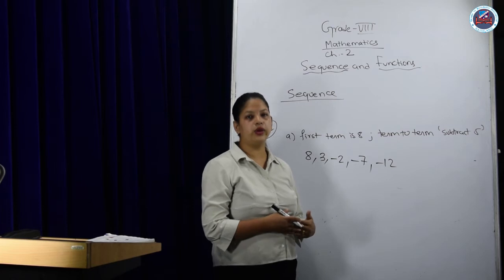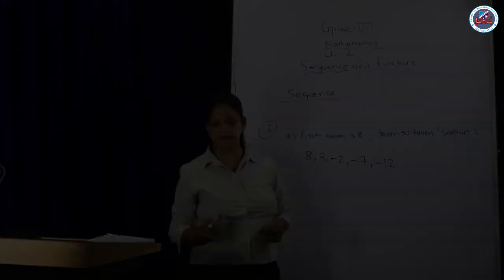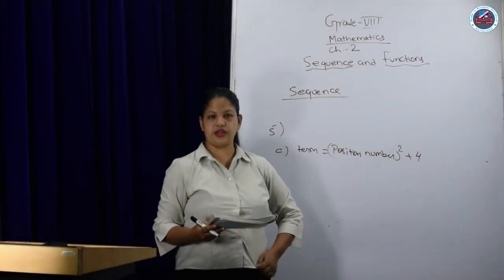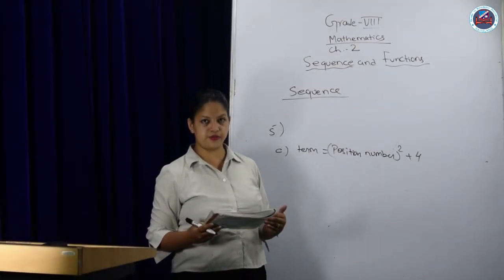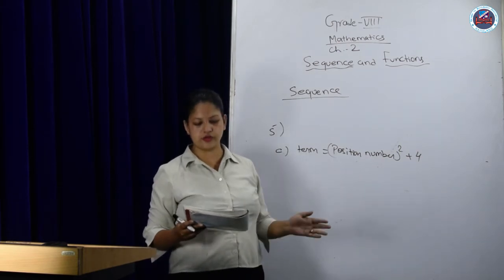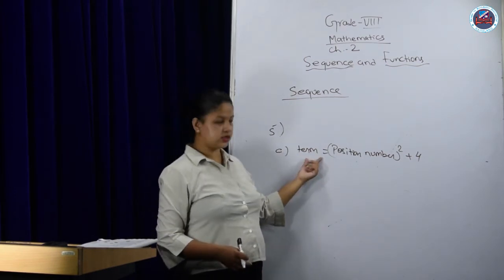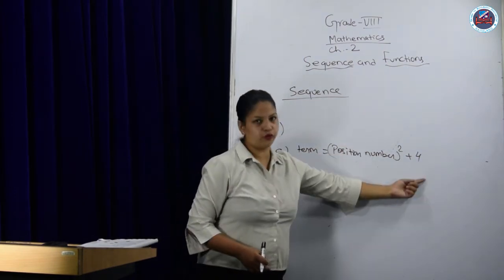This is how we follow the term to term rule. Please complete question number 2, everything like that. Similarly, you can do question numbers 3 and 4. Now come back to question number 5. Use the position to term rule to work out the first 4 terms of the sequence. And look at question number 5c. The term is like this: position number square plus 4.